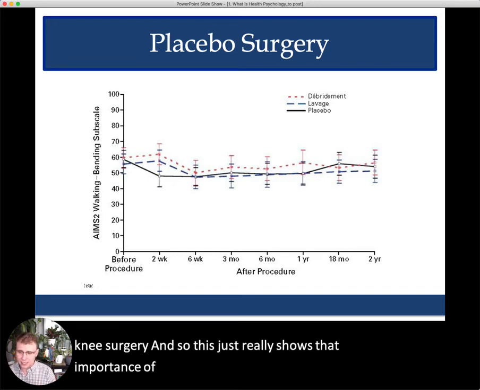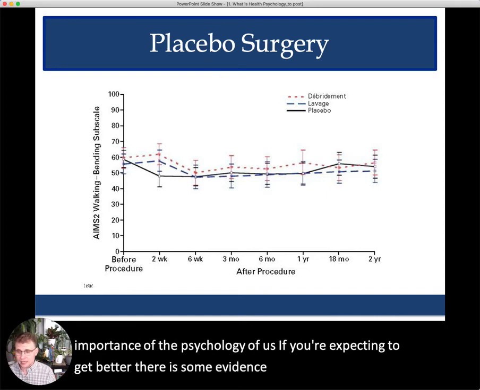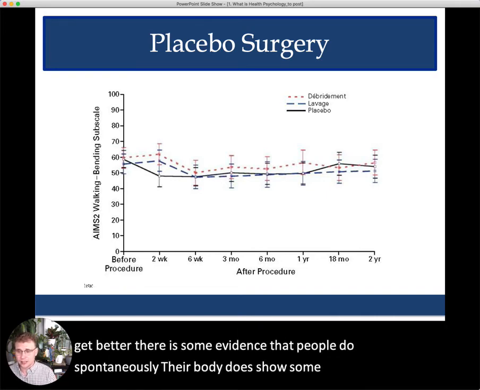If you're expecting to get better, there is some evidence that people do spontaneously, their body does show some physical signs of healing.